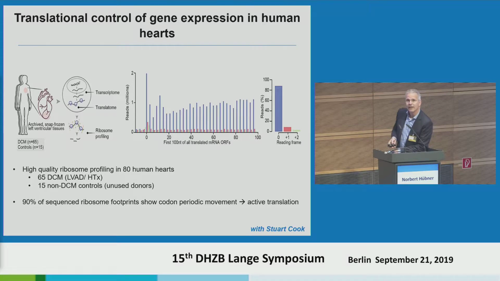So we have done this in a number of heart failure patients, dilated cardiomyopathy patients that have been transplanted, and controls. We have used those 80 cardiac samples to do exactly what I've just described, look at the translationally active genes. And I would like to show you some interesting and perhaps novel aspects that are also important and of clinical relevance.